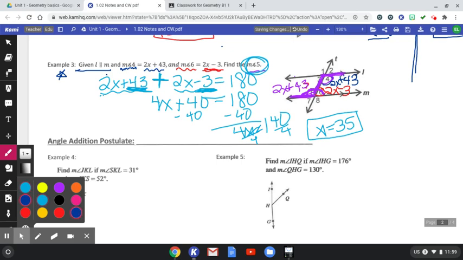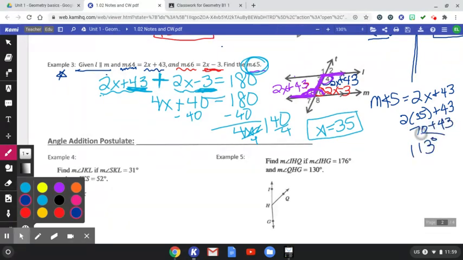So this is where we're going to do some substitution. So if the measure of angle 5 equals twice x plus 43, we're going to take 2 times our x value, 35, add 43, is 70 plus 43 gives us 113 degrees. And that does make sense for the context of the picture. Angle 5 looks obtuse, and 113 degrees is obtuse.